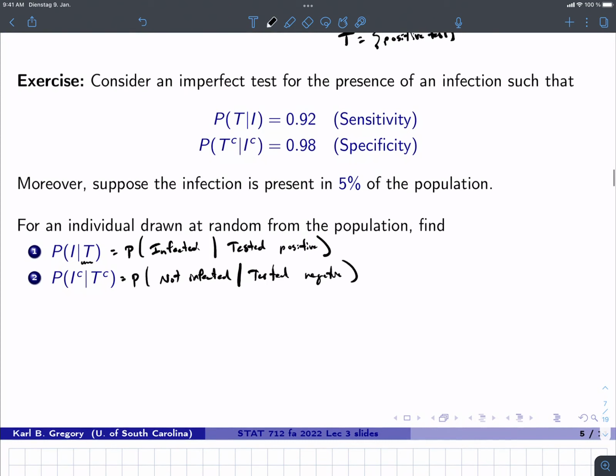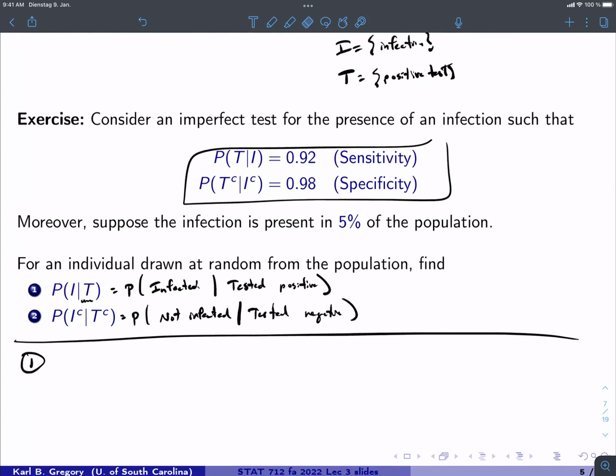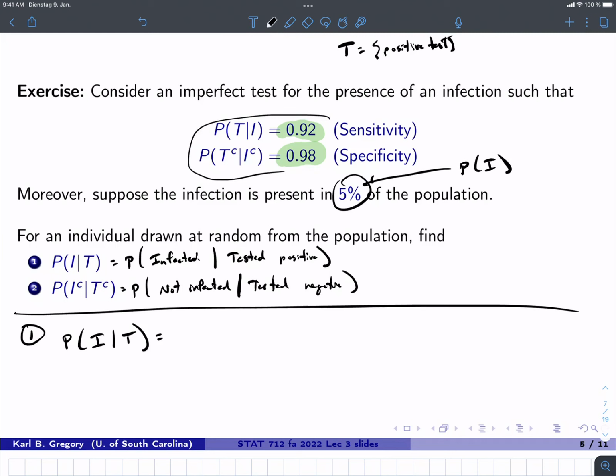All right, so let's figure them out under these sensitivities and specificities. If my tests were 100% reliable, then these probabilities would be equal to 1, but they're somewhat less than 1 because my tests are not perfect. Okay, so probability that you are infected given that you test positive. I want to use the information given to me. This 5%, this is just probability that anybody's infected. So this is 0.05. That's what that's telling us.